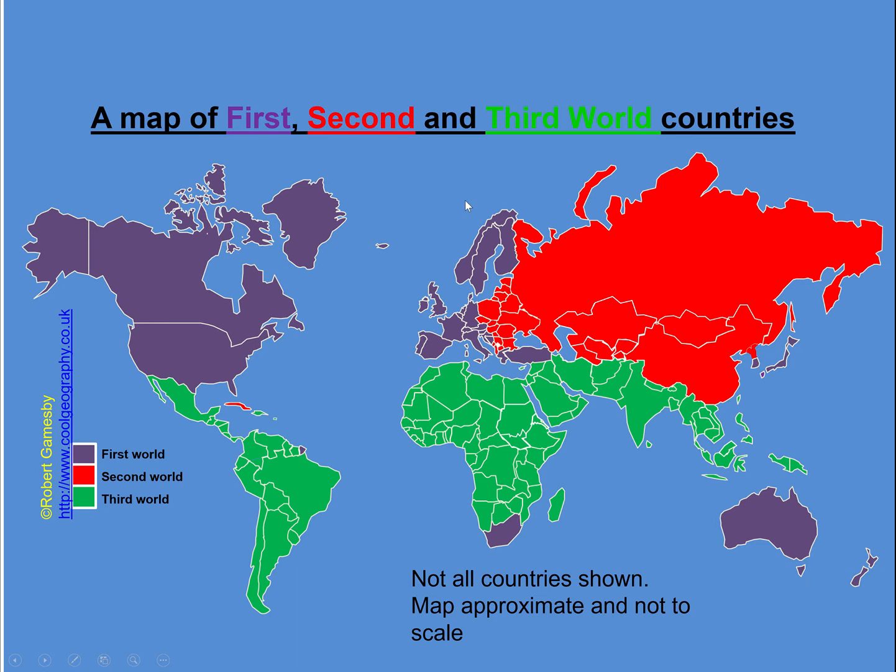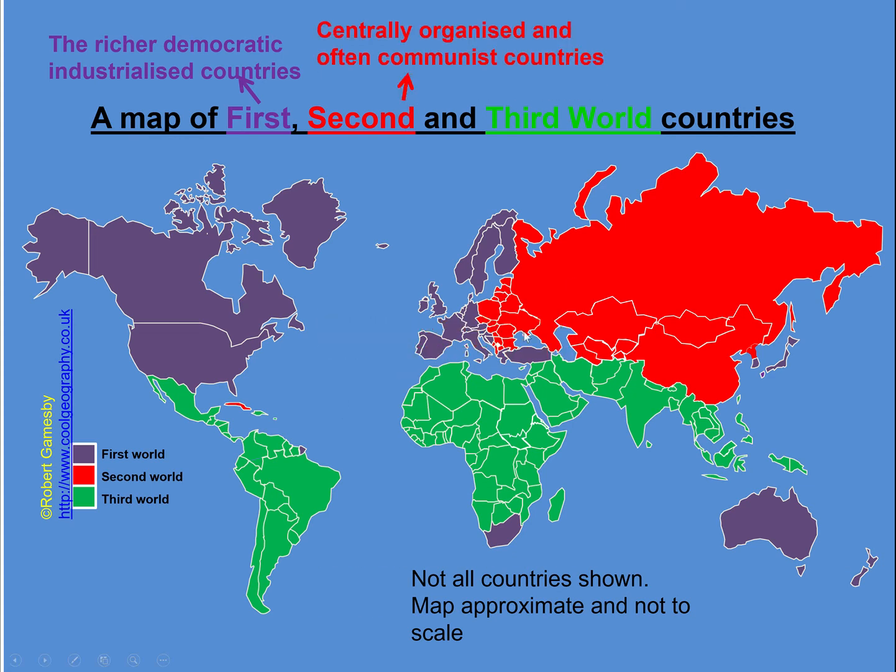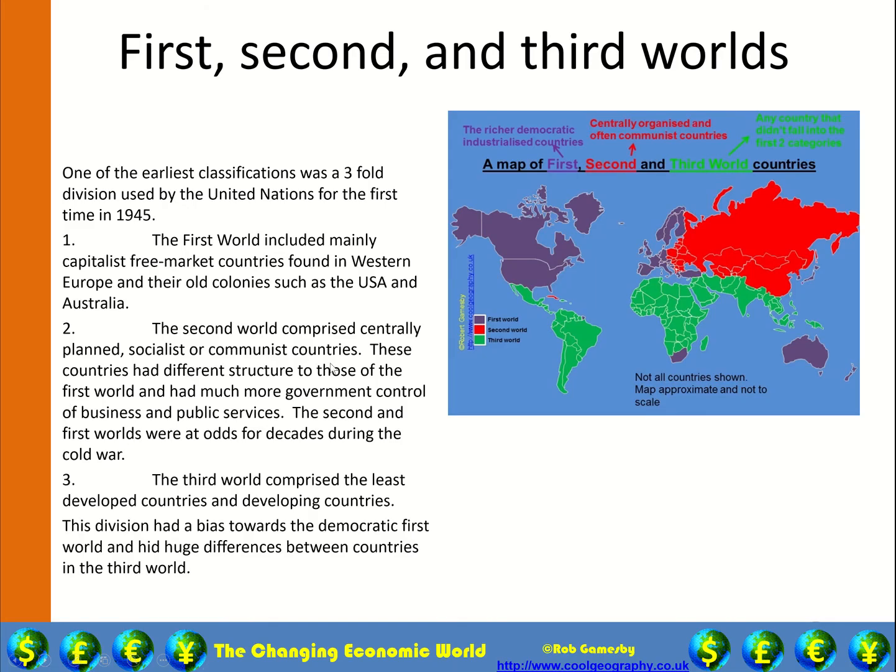So one of the first things that was done was to map countries according to first, second and third world countries. You might have come across this term in history. The first world were generally wealthier, democratic, industrialised countries. The second world, you can see here in red, those were centrally organised and often communist countries, and the third world were any countries that didn't fall into the other two categories. So that was the threefold division introduced by the United Nations in 1945.